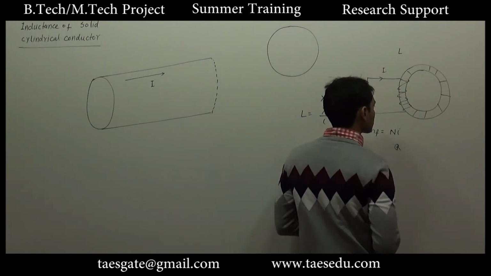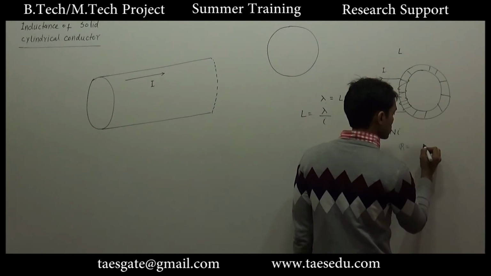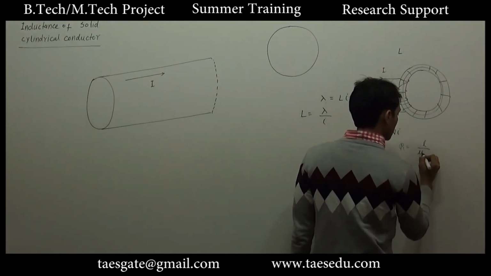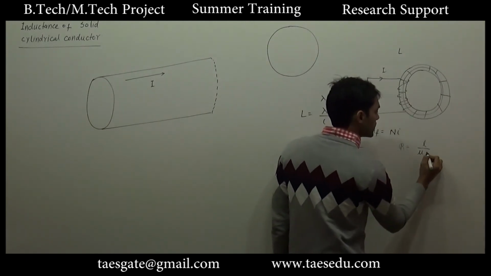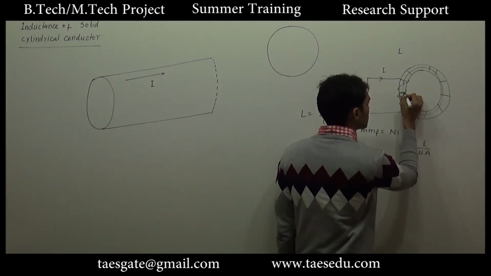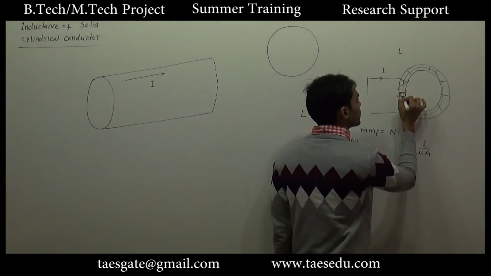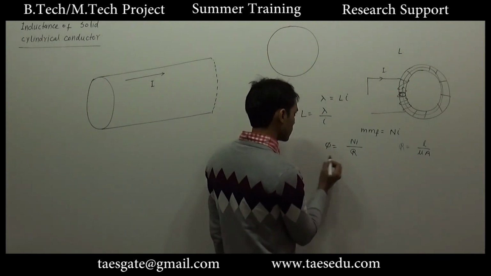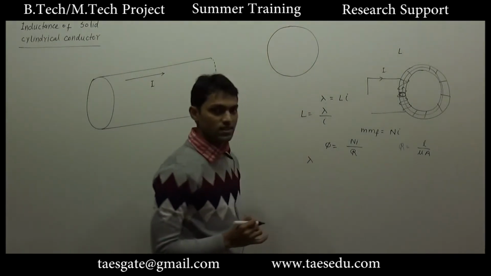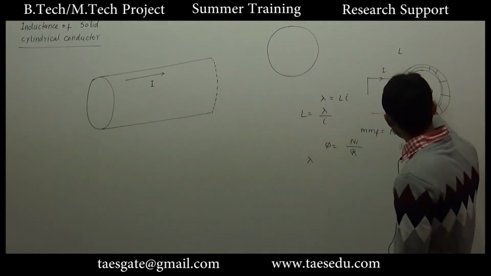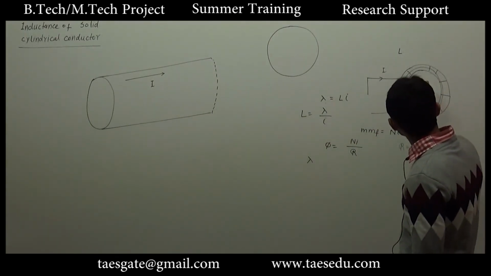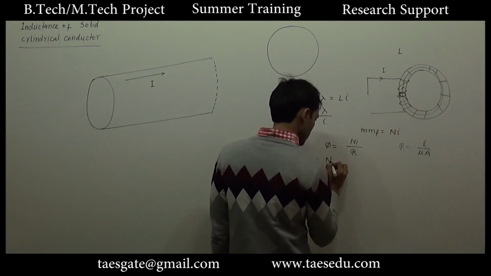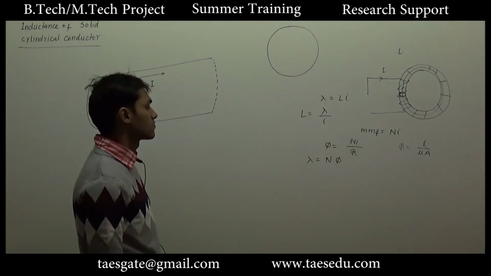Reluctance is total length of the core divided by permeability of the core material times area of the cross section in which the flux has been set up. So after finding out flux, what will we do? We will find out the total flux linkage. If flux phi is set up in this core and we have N number of turns, the total flux linkage will be number of turns into flux.